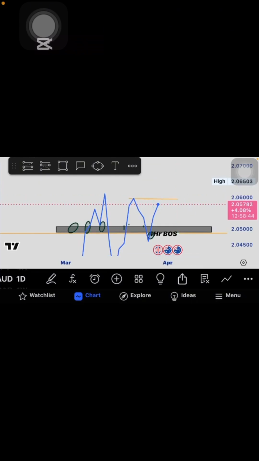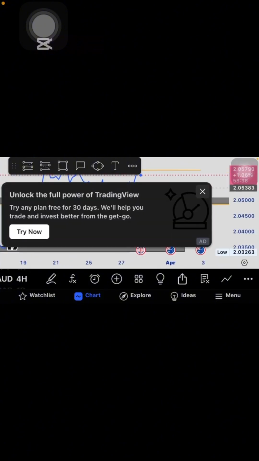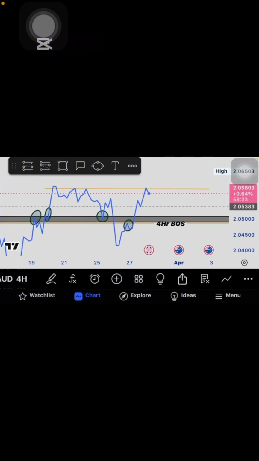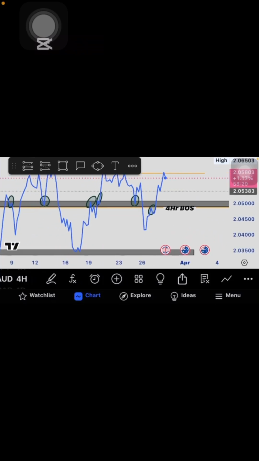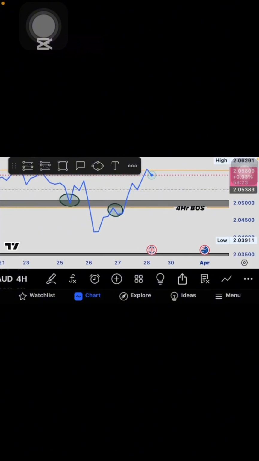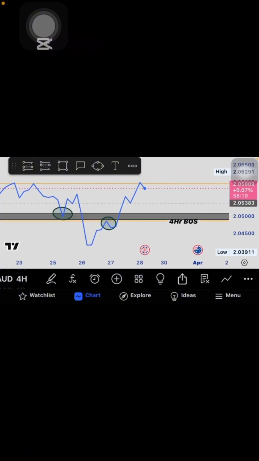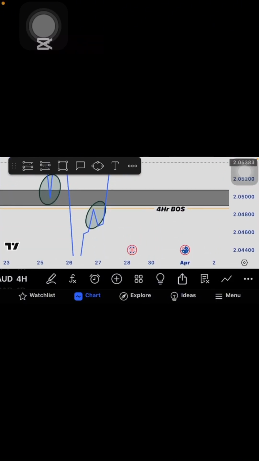So on the 4-hour time frame, this is what we can see. We are bullish. The market is making a series of higher highs and higher lows. So this is the breakup structure of the 4-hour, where this yellow line, you can see the yellow line which I drew and labeled.